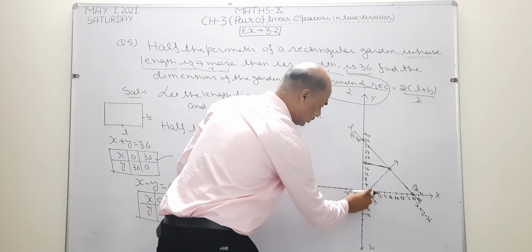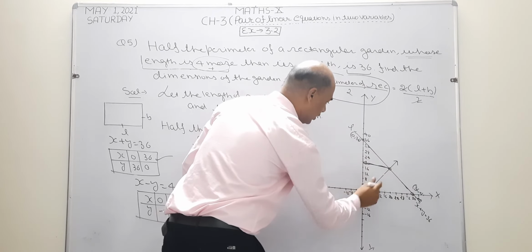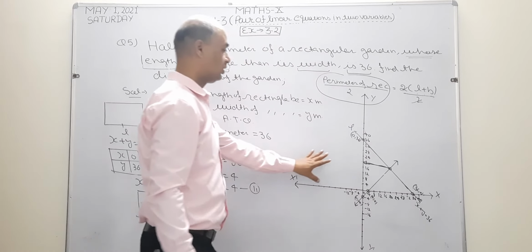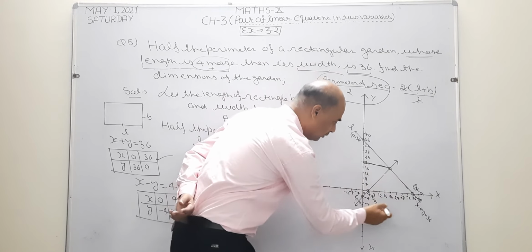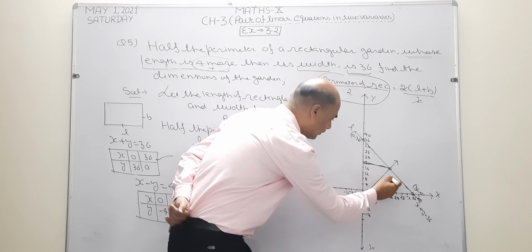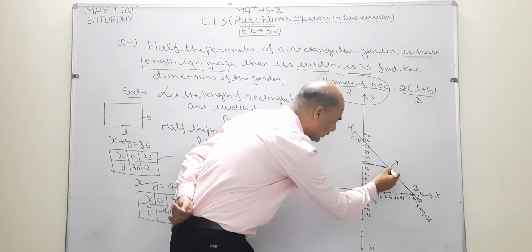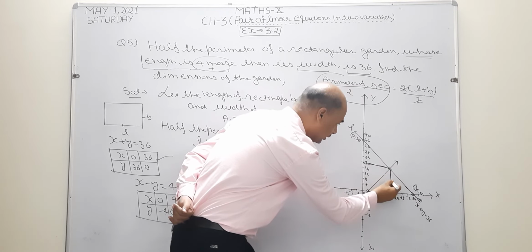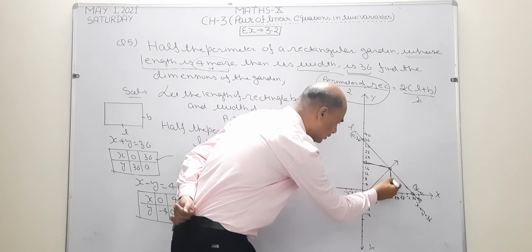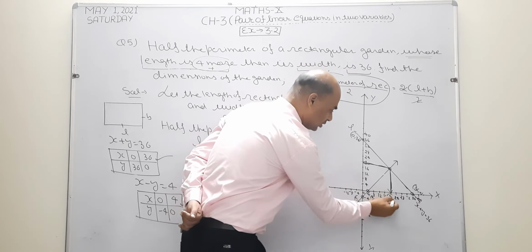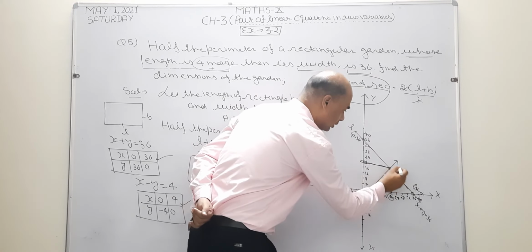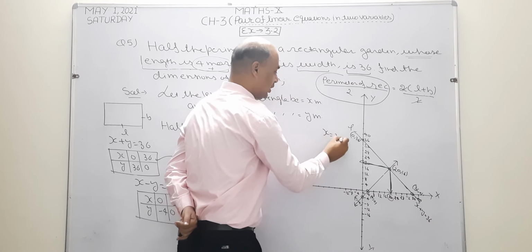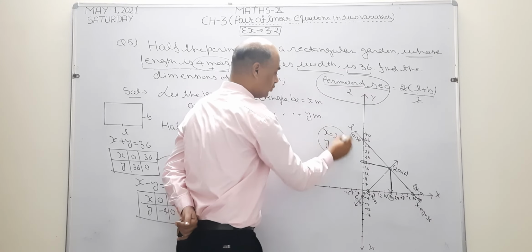Since I take equal distance, the value can be changed. When you draw the graph of this equation on graph paper, then the exact value is there. I am not using graph paper, so my value can be different. This point touches here. It means the value of x becomes 20 and the value of y becomes 16. Now x equal to 20 and y equal to 16 is the answer of this question.